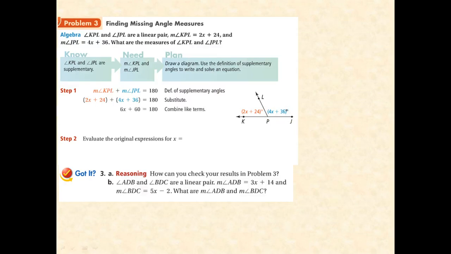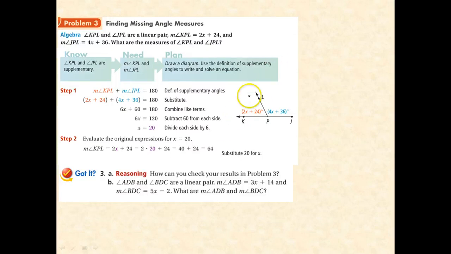So then we just use some magic algebra to solve this equation. And we get x equals 20. Now all we need to do is plug that 20 into those expressions. So 2 times 20 is 40. 40 plus 24 is 64. So KPL is 64 degrees. And then JPL is 4x plus 36. Substitute the 20. 80 plus 36 is 116. So this angle is 116 degrees.